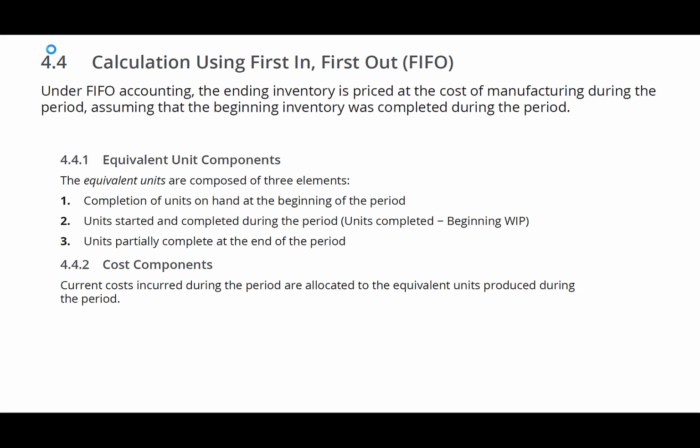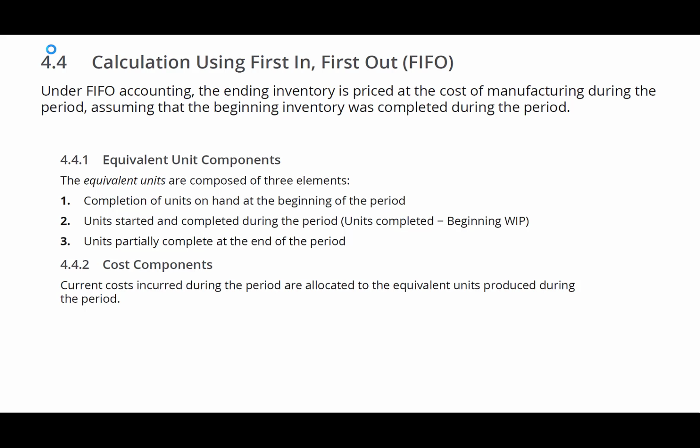Under FIFO, the ending inventory is priced at the cost of manufacture during the period, assuming that the beginning inventory was completed during the period. So the equivalent units calculation: completion of units on hand at the beginning of the period, whatever that percentage is. Units started and completed during the period are going to be what? The units that were started, the units that were completed minus whatever amount was already in beginning inventory, because we're going to give ourselves credit only for that work that was done at the beginning of the period, right?